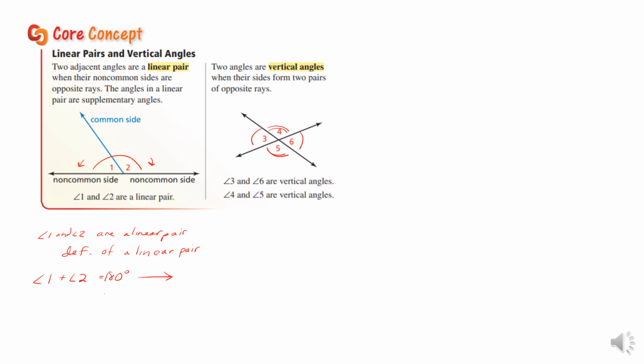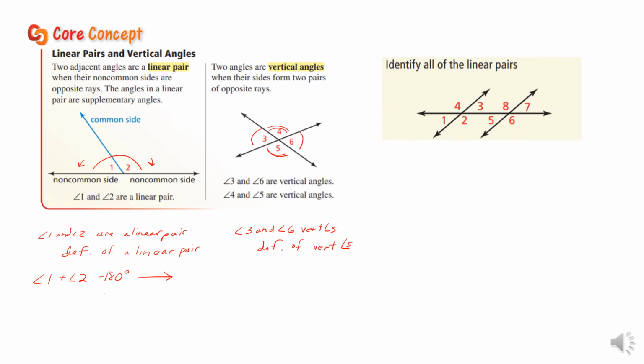Okay, same for vertical angles. You would have to establish that angle 3 and angle 6 are vertical angles, and the reason is definition of vertical angles. And then you would use the proof that we're going to learn in a little bit to find that they are equal. Okay, so now we're going to look at some examples.